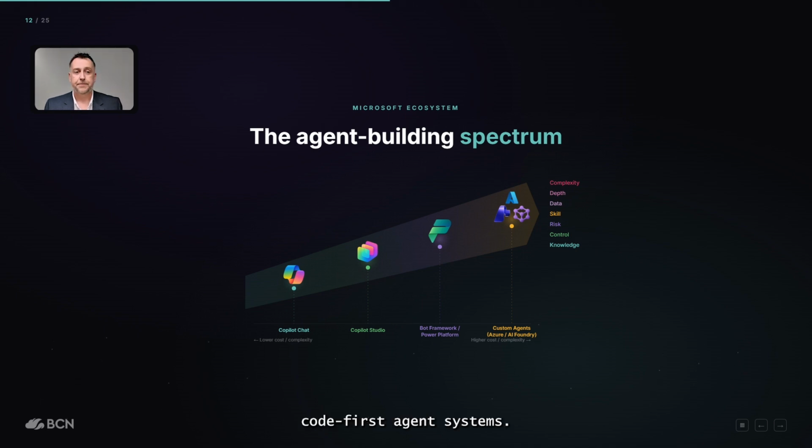code-first agent systems. The point here isn't to pick the most advanced option, it's to match the tool to the use case complexity. So we need to start simple, on the left-hand side, and move to the right only when you need to. So I'm going to hand back over to Ban to look at some real-world examples.